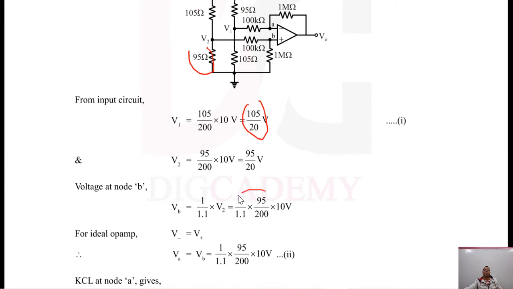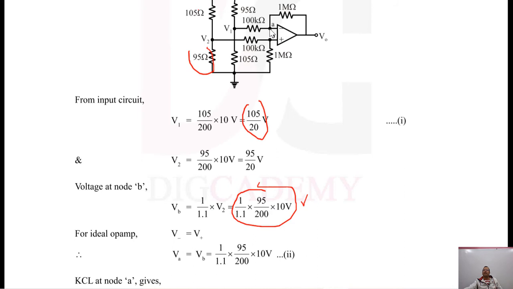So that comes out to be this much by simply applying the voltage divider rule. How? This resistance divided by the sum of the two, multiplied by V2, and V2 we have already calculated. So this gives me the voltage at node B. For an ideal op-amp, the voltage at the inverting terminal is the same as the voltage at the non-inverting terminal. So V minus is V plus. So VA will be equal to VB, and that is what we have calculated.